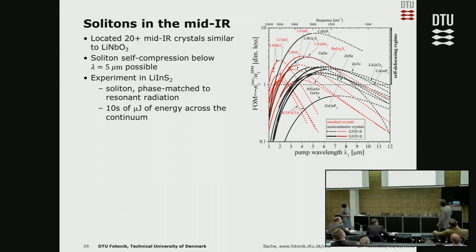But zinc telluride is a very typical crystal used for terahertz applications. The good thing about it is it's very high quality, very easy to get, very large aperture and everything. This one as well is a very common crystal used now also in OPOs and different types of nonlinear optics in the mid-IR. So these could be interesting crystals to investigate.